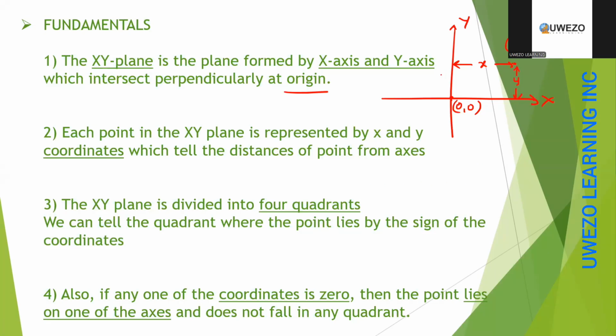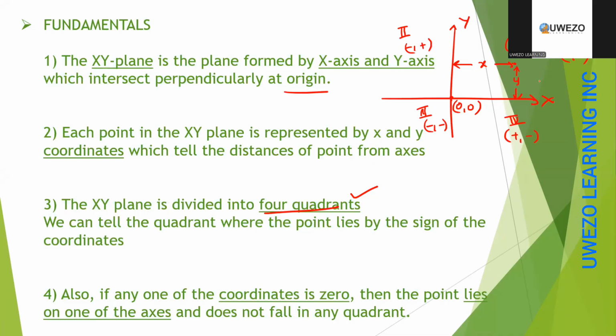The xy plane is divided into four equal parts, which we call quadrants. And by the quadrant, we can tell the sign of the coordinates. In the first quadrant, both x and y would be positive. In the second quadrant, x is negative and y is positive. In the third quadrant, both x and y are negative. And in the fourth quadrant, x is positive and y will be negative.